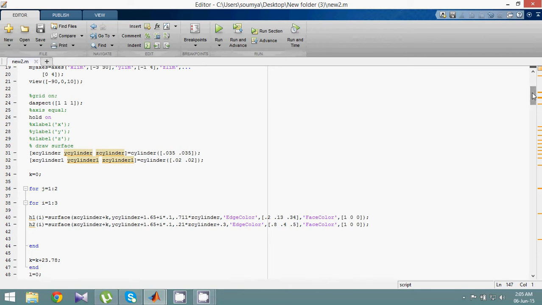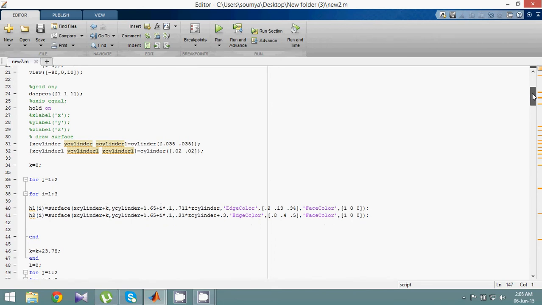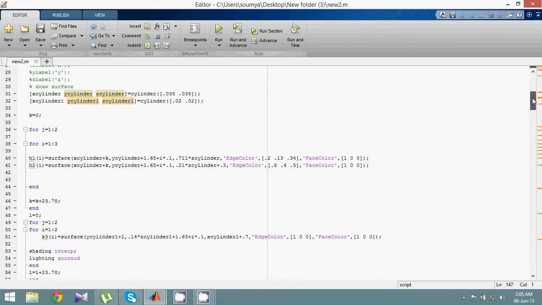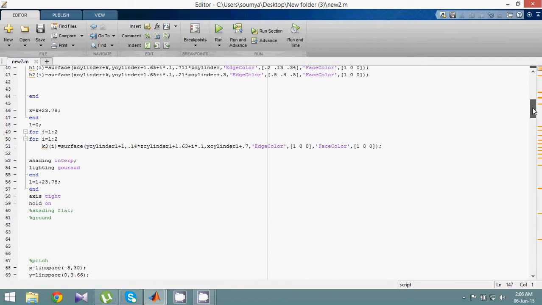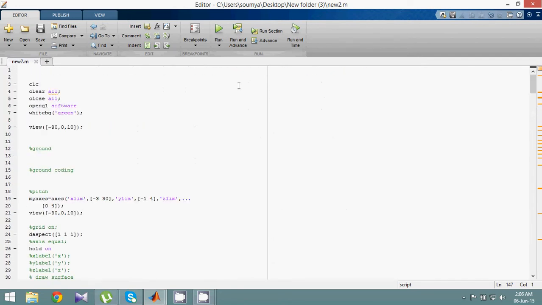You can try other versions, other ratios as well. It's up to you. And then the length of the pitch is 23.78 meters. This part is basically for the bails. And then shading and lighting was added. And after that, that is the pitch.